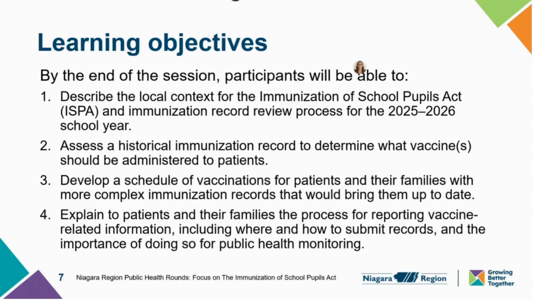Learning objectives. By the end of the session, we're hoping that you'll leave with 4 unique things. One is to be able to describe the local context for the ISPA and the record review process for this year. That you'll also be able to assess a historical immunization record to determine what vaccines should be administered to patients. That you'll be able to develop a schedule of vaccinations for patients and their families with more complex immunization records that would bring them up to date.